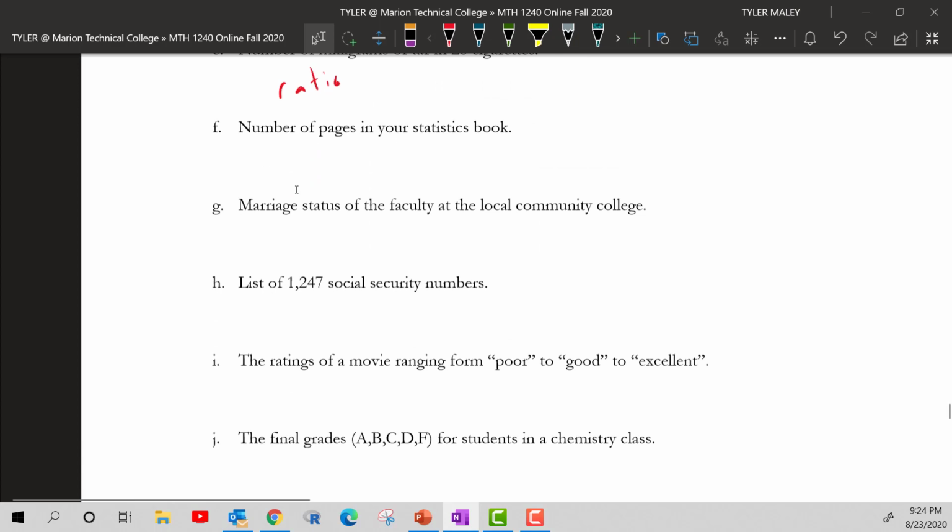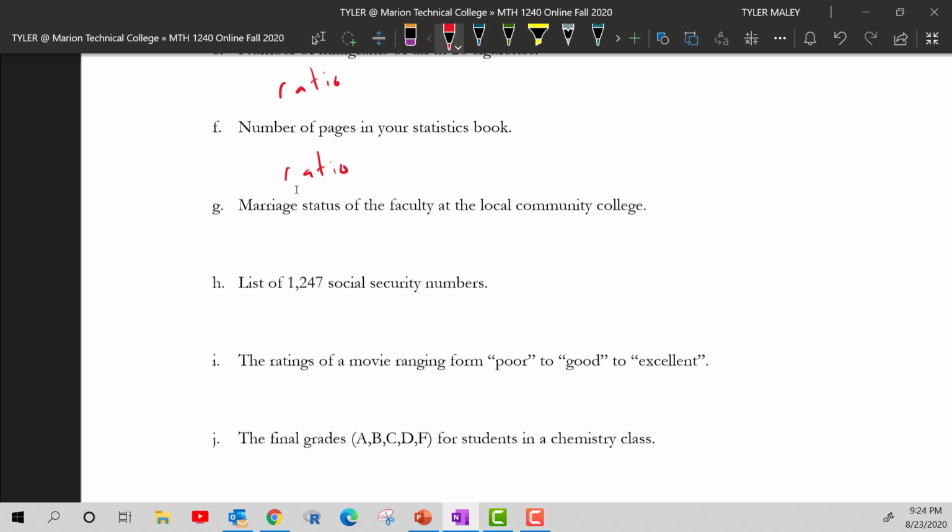F, the number of pages in your statistics book. That is also a ratio. That's a quantitative variable. There is a natural zero, and ratios are meaningful. If you have 0 pages in a book, it means that you have no pages.